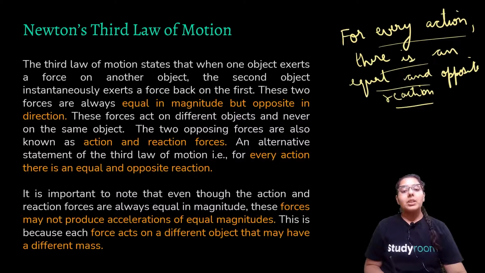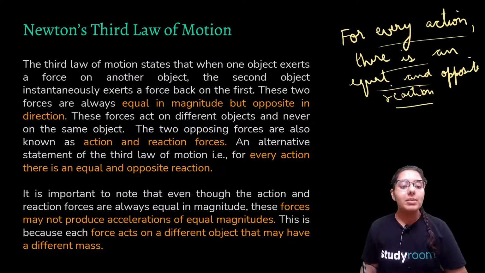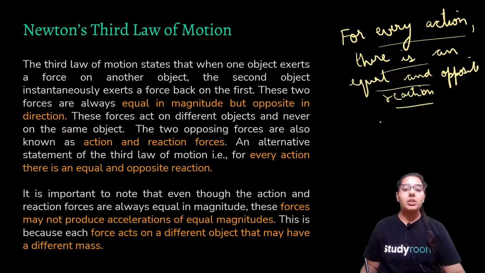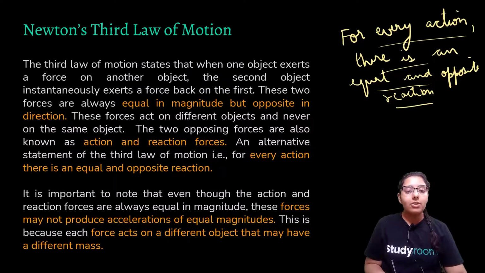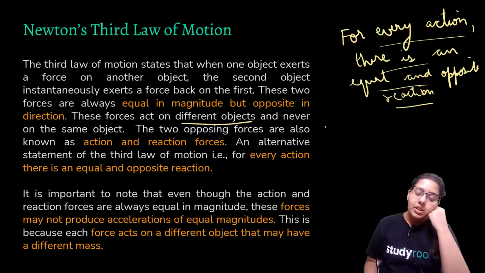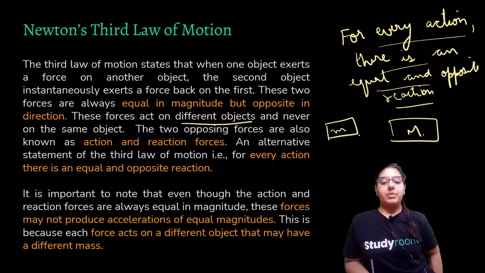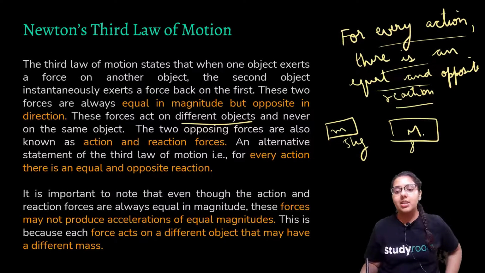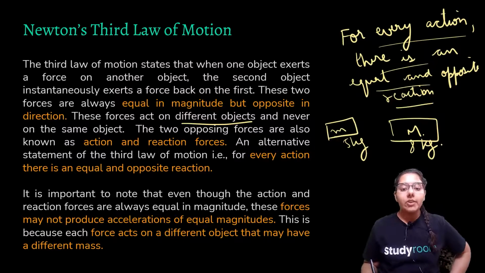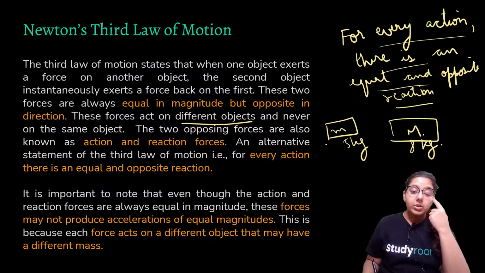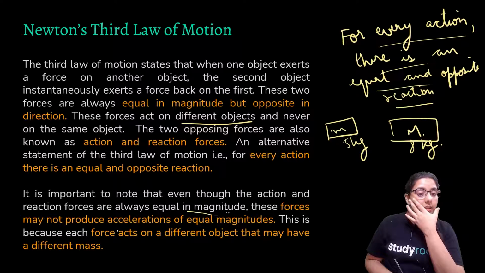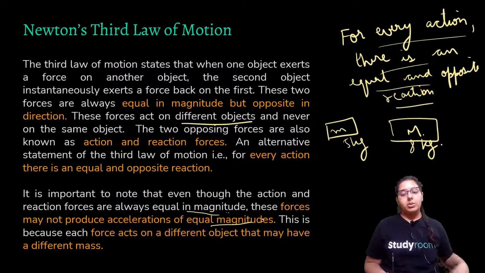So it is important to know that even though the action and reaction forces are always equal in magnitude, these forces may not produce accelerations of equal magnitudes. The very important point here is that these forces act on different objects. So if they act on different objects, it is a possibility that one has a greater mass and the other a smaller mass. Suppose this is 5 kg and this is 8 kg, right? So they can have different accelerations, correct? Even when the force is equal in magnitude, they may not produce accelerations of equal magnitudes.